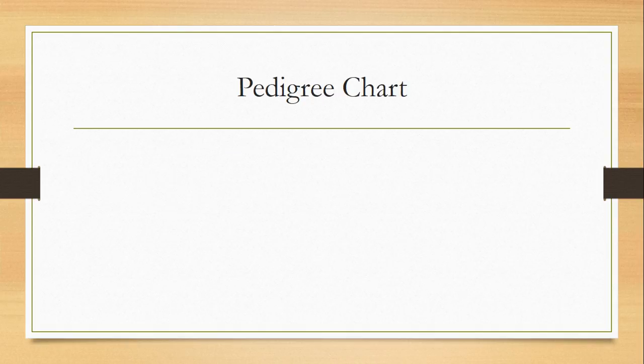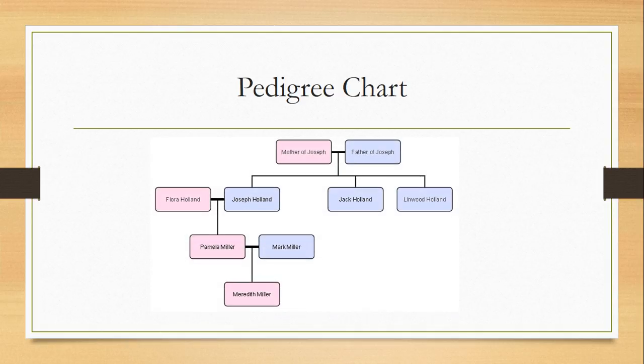Let's go over those pedigree charts again. So remember, a pedigree chart shows you and your ancestry. Some people also refer to it as a family tree. Your pedigree chart should be filled out with as much information as you have on your family members and how they're related to one another as possible. This is my pedigree chart. You can see down at the bottom, there's me, Meredith Miller, and then I have my parents' names.